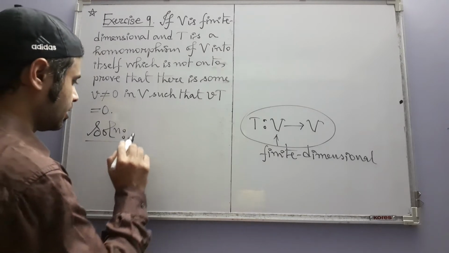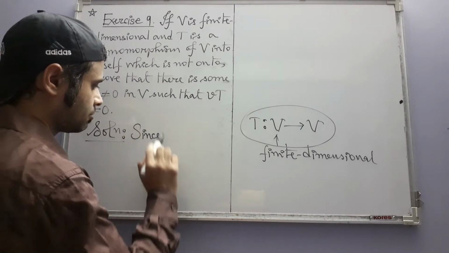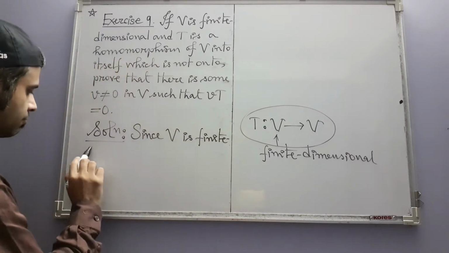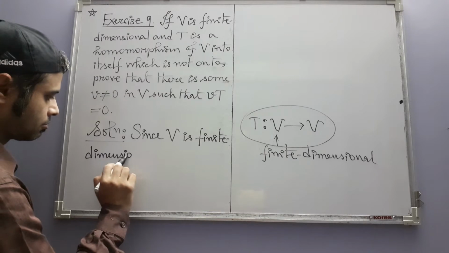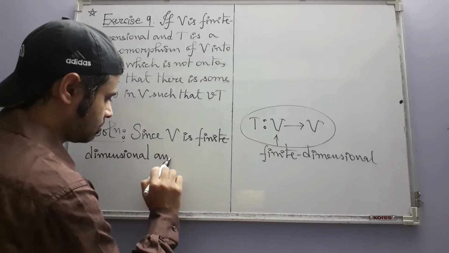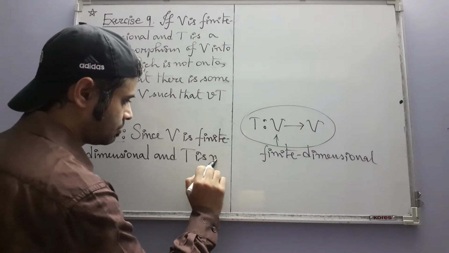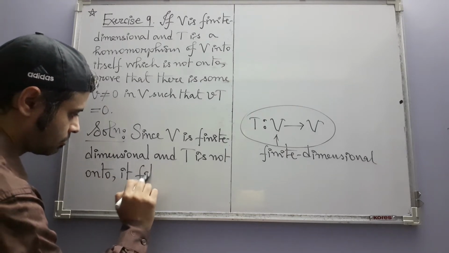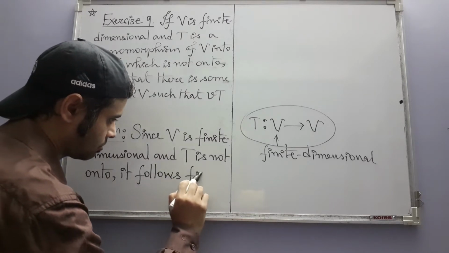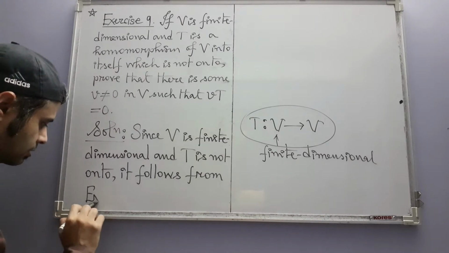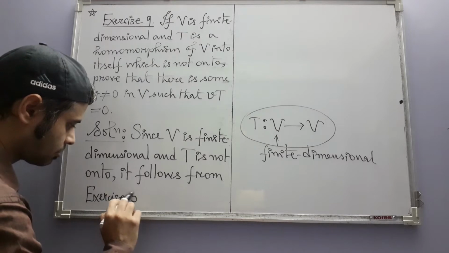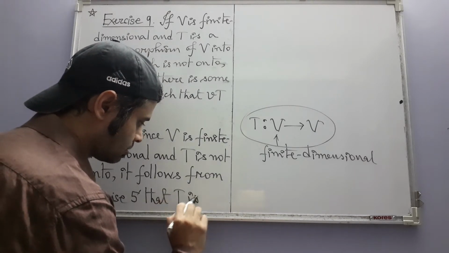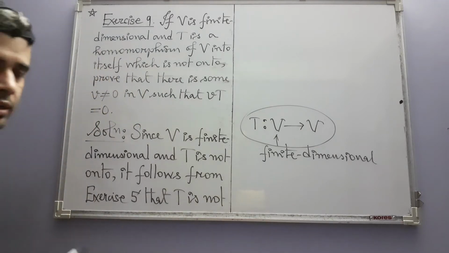So we write that conclusion like this: since V is finite dimensional and T is not onto, it follows from Exercise 5 that T is not 1-to-1 as well.